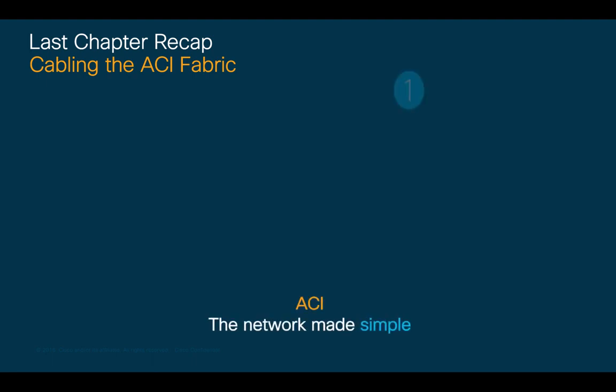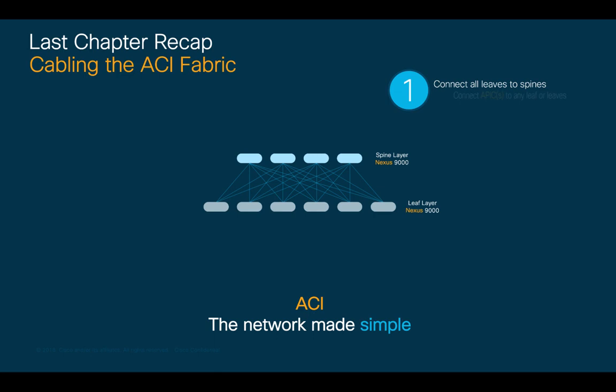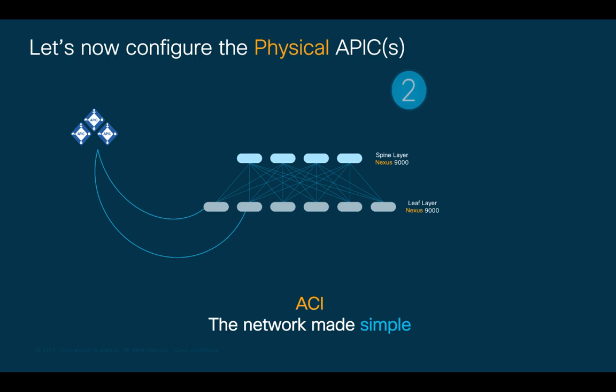In the previous chapter, we learned how to cable an ACI fabric. We basically connect all leaf switches to all spines and then connect the physical APICs to any of those leaves to allow switch auto-discovery. Today we will perform the initial setup of those APICs by consoling into each of them. Instead of connecting to every switch like in traditional networks, we only need to connect to the APIC or APICs once, and then we'll let ACI do its magic with auto-discovery, as we will see in the next chapter.